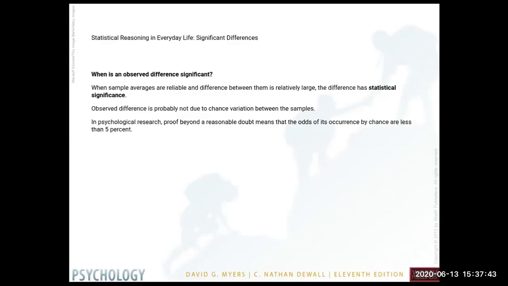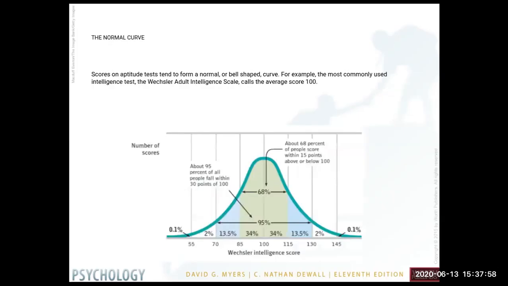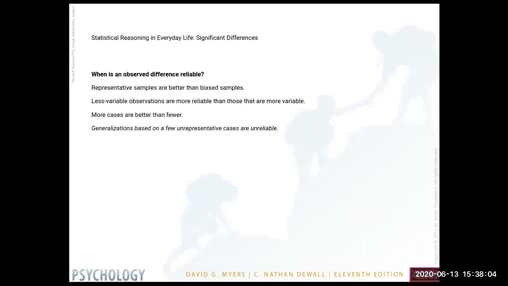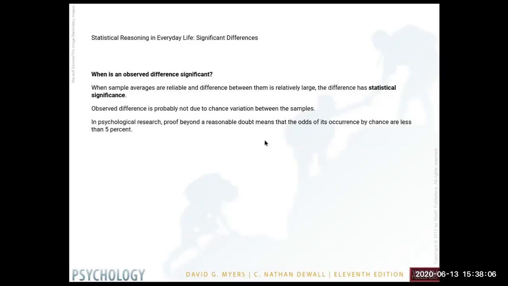And so in psychology research, our proof beyond a reasonable doubt means that there's less than a 5% chance that this occurred by accident. So we are more than 95% confident. We go back to that 95% here, right? This tells us 95% confidence, right? So to say something is statistically significant, that proof beyond a reasonable doubt means the odds of it occurring by chance are less than 5%.